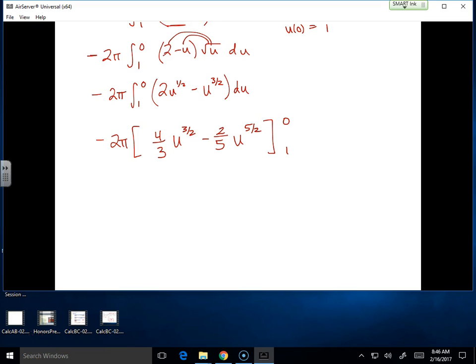The nice thing is, since I switched my bounds, I am allowed to plug them in for the u's. I don't have to go back to the y's. If you skip that step, you could go back to the y's right now and then plug in the old bounds. Either way works.